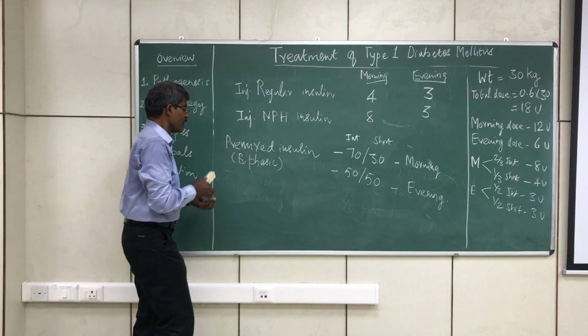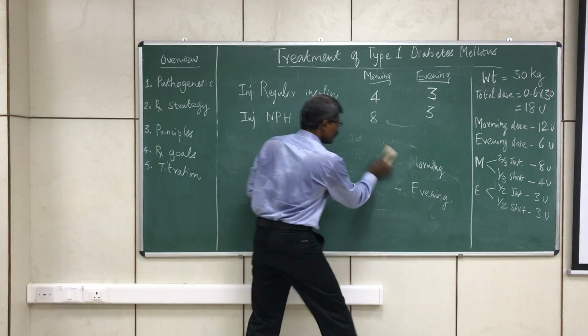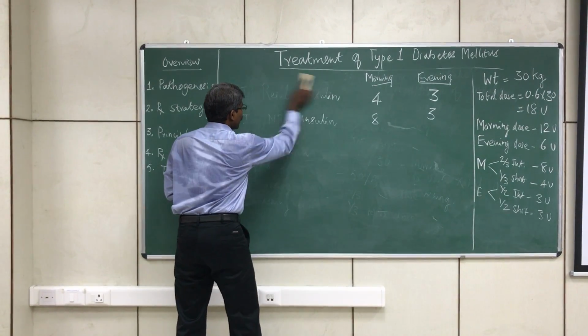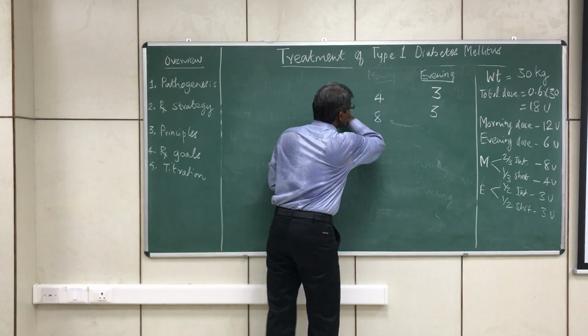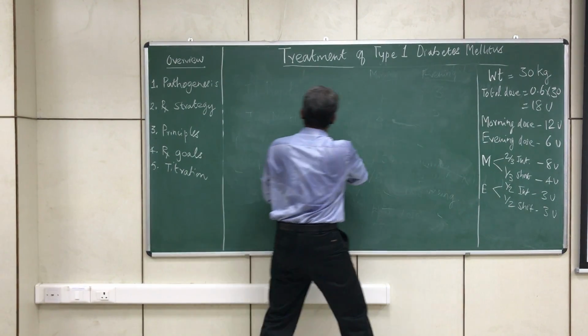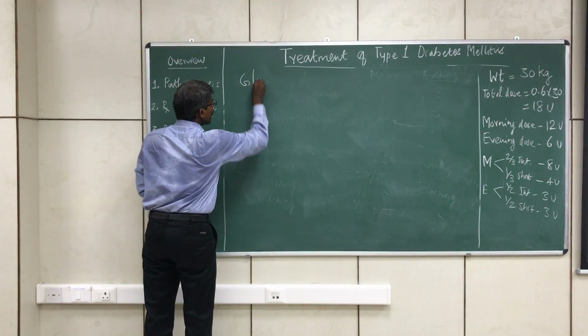Right. Now let's go to the treatment goals. So this is how we start a treatment regime for treatment of type 1 diabetes in a patient. Now let's see what are the goals to be achieved and how we are going to titrate the dose for this patient. Now let's take the glycemic goals to be achieved.